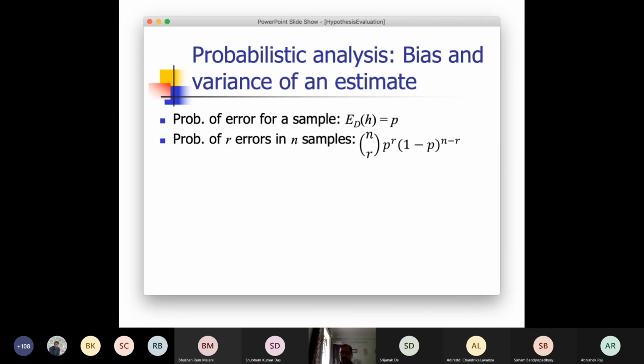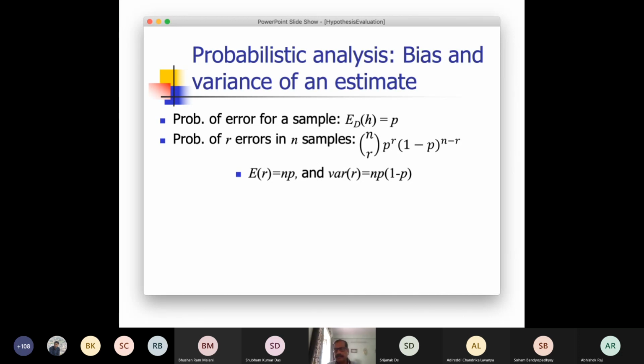So every event is occurring with probability p. So this is the probability that exactly r times the event will occur out of n trials, and that is what you have for n samples. So what is the expectation of the number of errors in n samples?